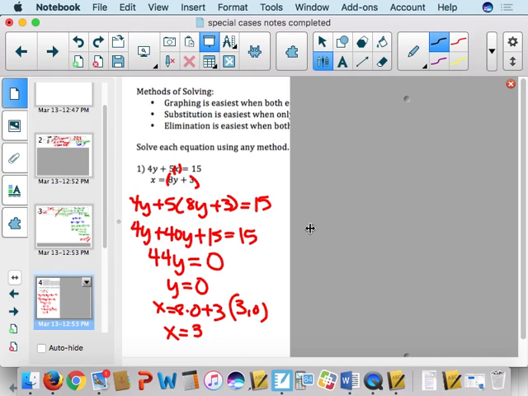Number 2 should be elimination. Times them to get them to do elimination. That way.